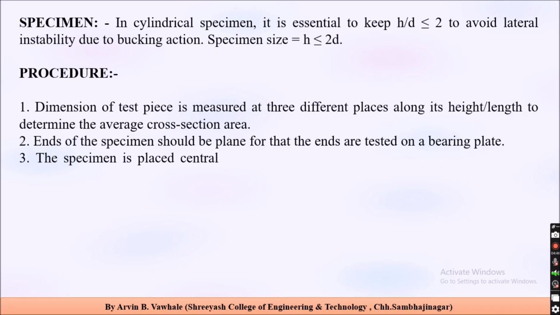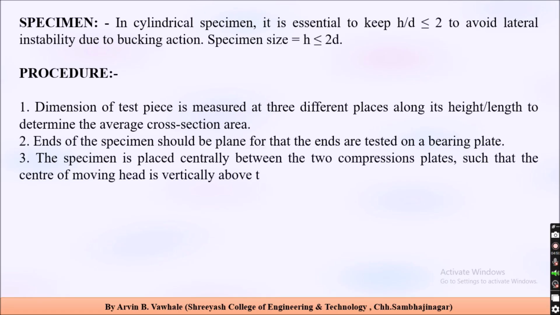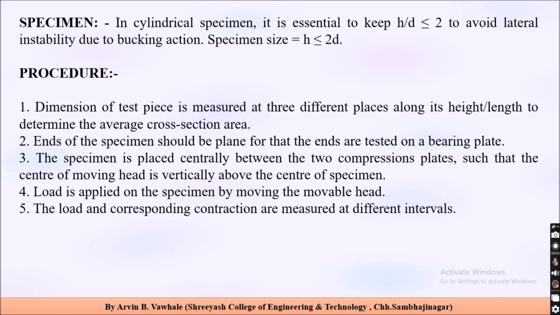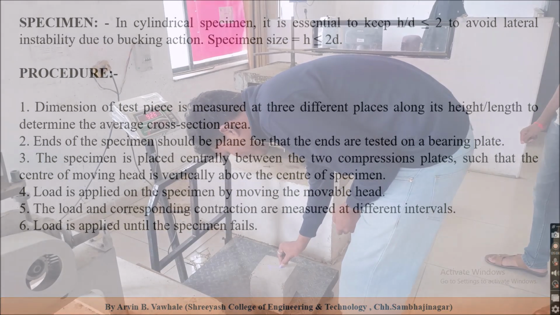3. The specimen is placed centrally between the 2 compression plates, such that the center of the moving head is vertically above the center of the specimen. 4. Load is applied on the specimen by moving the movable head. 5. The load and corresponding contraction are measured at different intervals. 6. Load is applied until the specimen fails.